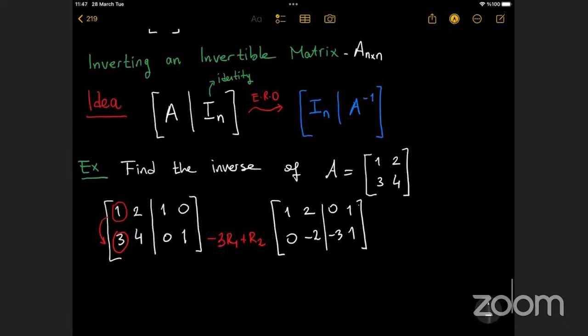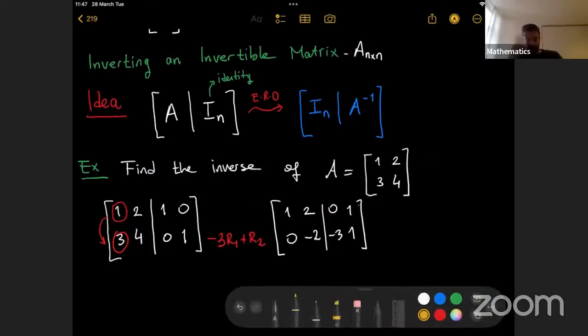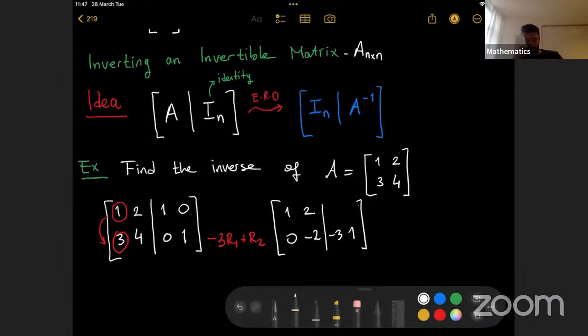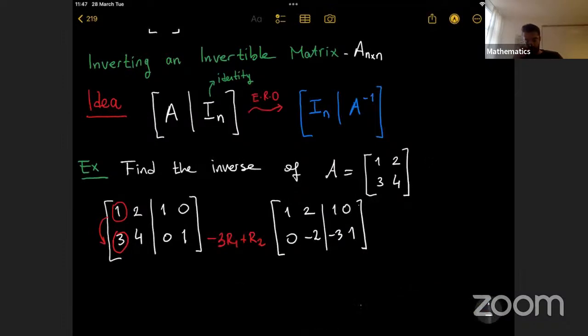Sorry, can I ask a question? Sure. Why in the first row is there a change between 0 and 1? Like in the identity. There was 1, 0 before, and in the first row of the identity, and after it is 0, 1. Oh, that, sorry, that's my mistake. Thank you for this. It's 1, 0, of course.